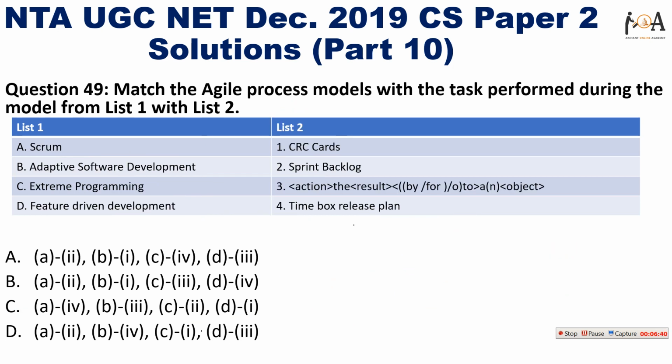Guys, the next one is match the agile process models with the task performed during the model from list 1 with list 2. So here agile process models are there, and we need to match each one with its task from list 1 to list 2. So scrum is there basically. So scrum is used with sprint backlog.